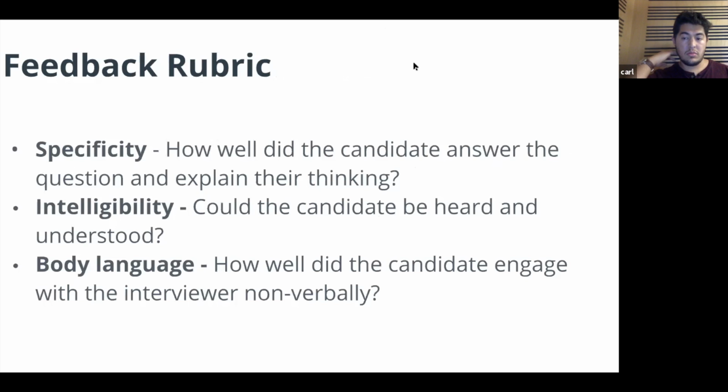And when it comes to giving feedback on that mock interview with that question, we're going to ask you to evaluate on 3 different pieces. One is specificity. So how well did the candidate actually answer the question and explain their thinking? Then intelligibility, or could the candidate be heard and understood? Was it easy to follow their train of thought? And then finally, body language. How well did the candidate engage with the interviewer non-verbally, both in eye contact and expression, body language, and so on.